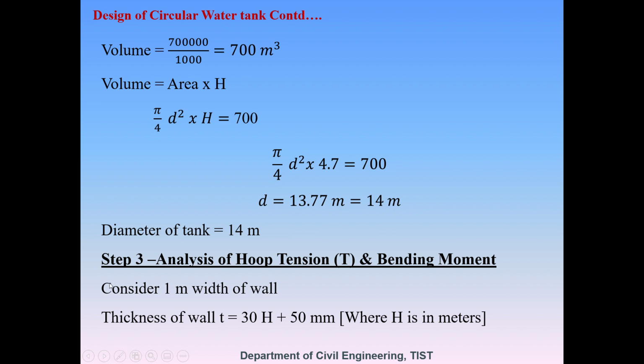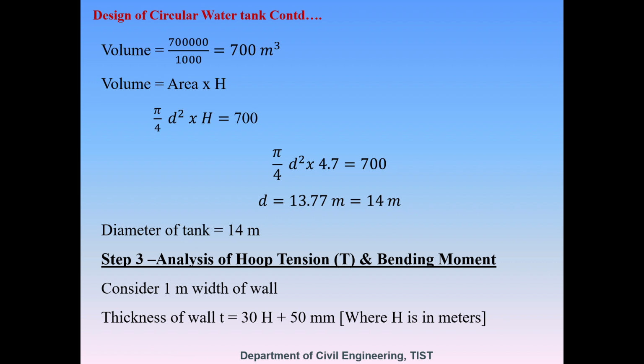The next is step 3, analysis of hoop tension and bending moment. In the case of a water tank, we have to provide two types of steel. One is the vertical steel and another one is the horizontal steel. The vertical reinforcement, provided in the vertical direction, is based upon the value of bending moment. The second one is the hoop reinforcement, which in a circular water tank is provided in the form of rings. That hoop reinforcement is based upon the value of hoop tension.